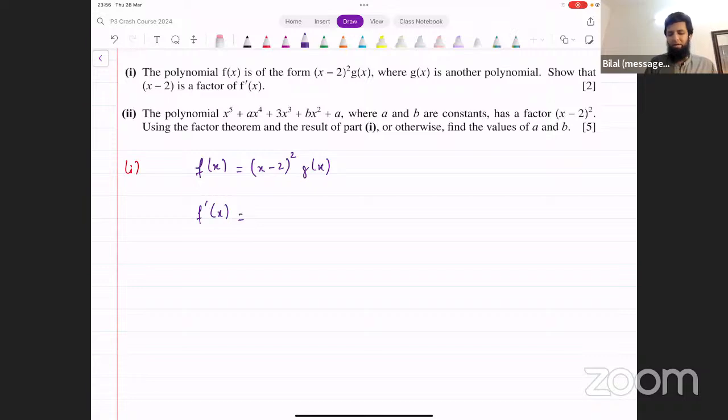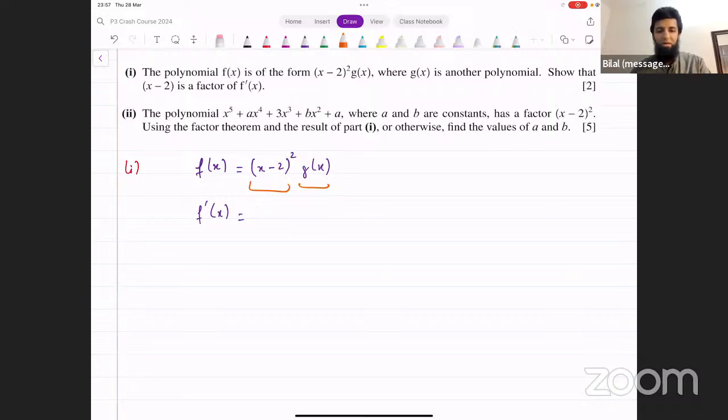f of x equals x minus 2 whole squared g of x. That's what is given. We need to show that x minus 2 is a factor of this thing. Now, how do you do that? You first find the derivative of this, f dash of x. What's the derivative of f? Now, it might look weird right now, but it's actually just a product, right? g of x is another polynomial, another expression in terms of x. So we have one expression, which is x minus 2 whole squared, and we have another expression, which is g of x.